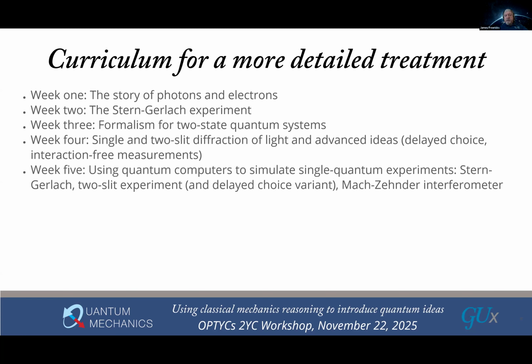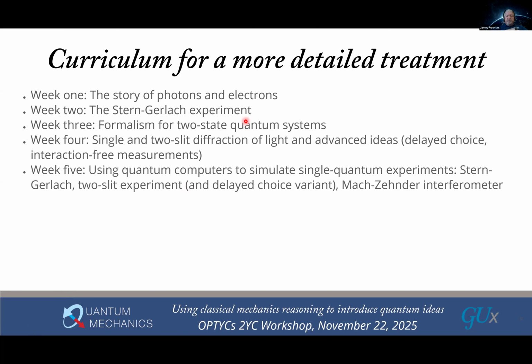Then in the 5th week, we do a unit on quantum computers. And it is actually very easy once you have this formalism here on spins.